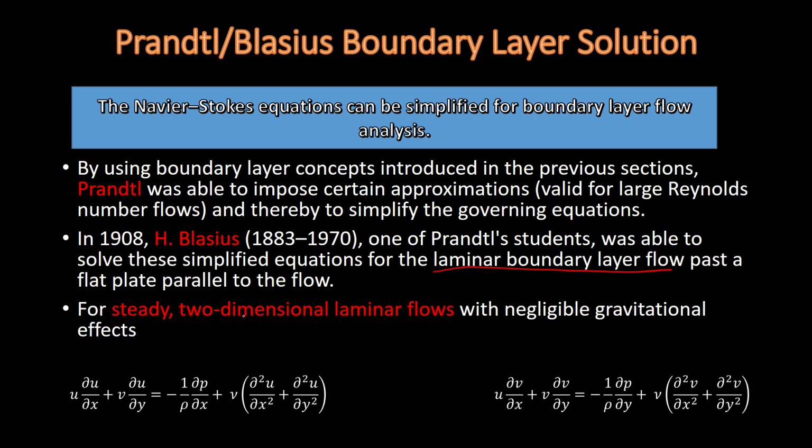First, for steady two-dimensional laminar flow with negligible gravitational effect, the Navier-Stokes equation becomes u du/dx plus v du/dy equal to minus 1 over rho dp/dx plus nu times (d squared u over dx squared plus d squared u over dy squared). Okay, so this is the Navier-Stokes equation for u, and then there is one for the v velocity.